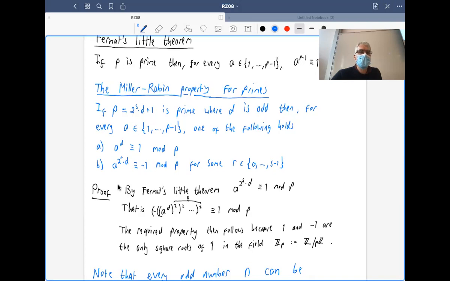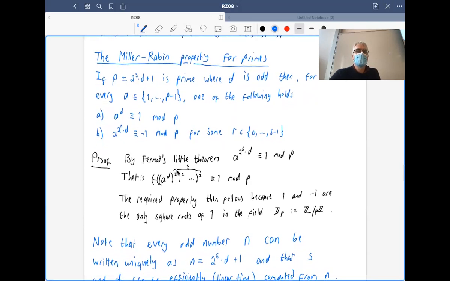if p is a prime number, then a to the power of 2 to the r times d is congruent to minus 1 modulo p. One of these holds. So this is what Miller essentially observed. And it's actually easy to prove this from Fermat's little theorem.